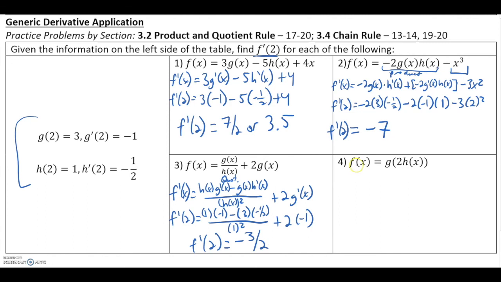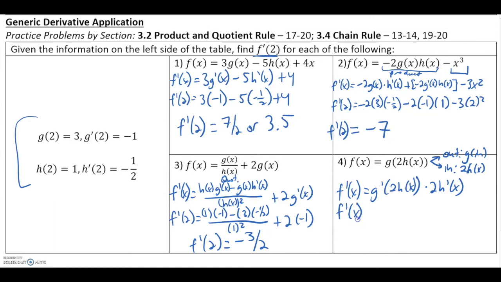And finally, f of x equals g of 2 times h of x. And for this, once we read that word of, we've got to be thinking chain rule. So our outside would be g of the inside, and the inside would be 2 h of x. And so applying our chain rule, f prime of x would equal g prime of 2h of x, leave that inside alone, times 2 h prime of x.